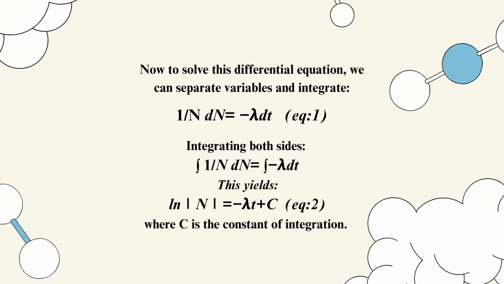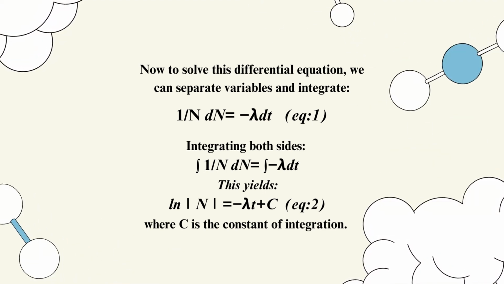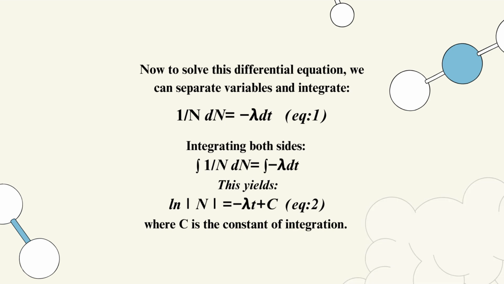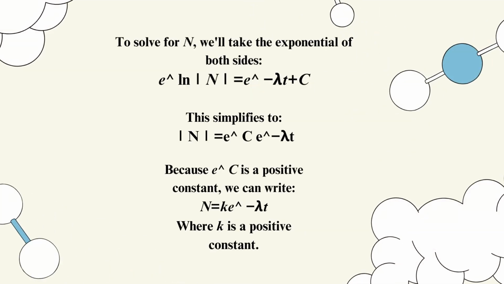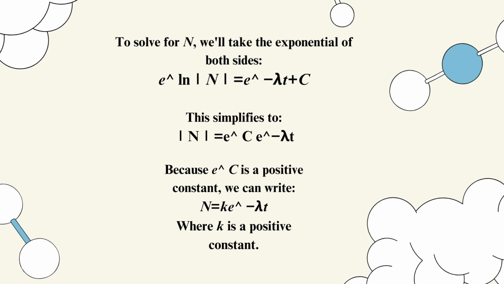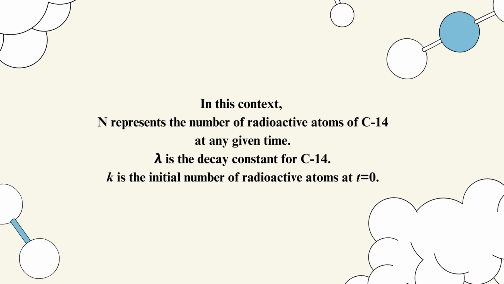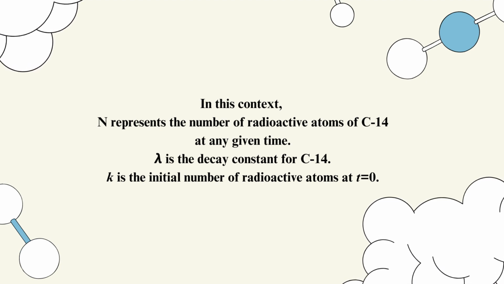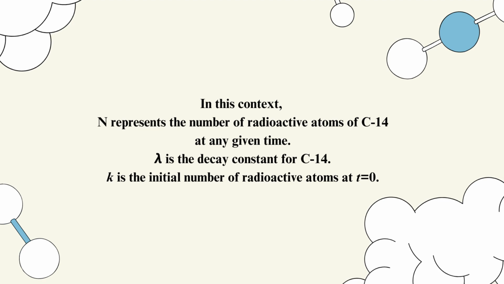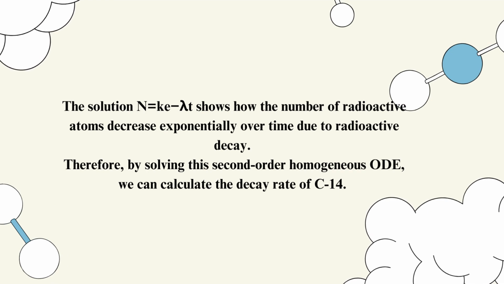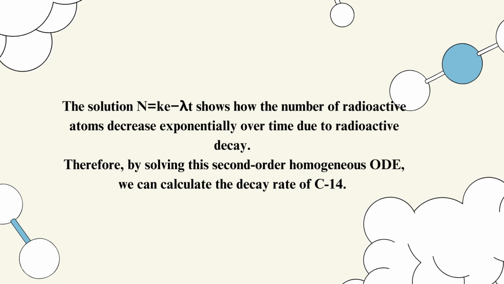Separating the variables, we get equation 1, and now integrating both sides of equation 1, we get equation 2, where c is the constant of integration. To solve for N, we will take the exponential of both sides, and then we will get N, where k is a positive constant. N represents the number of radioactive atoms, lambda is the decay constant for C14, and k is the initial number of radioactive atoms at t = 0. N = ke^(-λt) shows how the number of radioactive atoms decreases exponentially over time due to radioactive decay. Therefore, by solving this second-order homogeneous ODE, we can calculate the decay rate of C14.